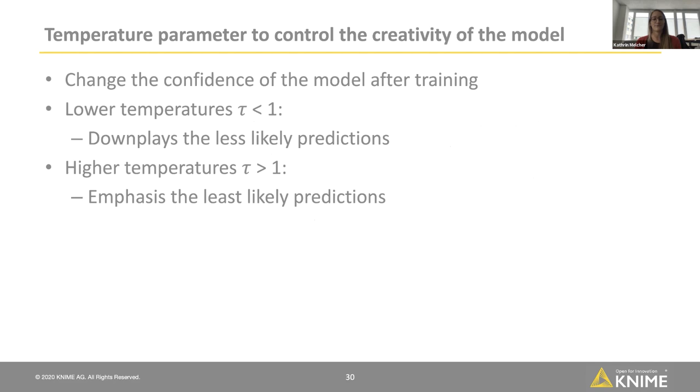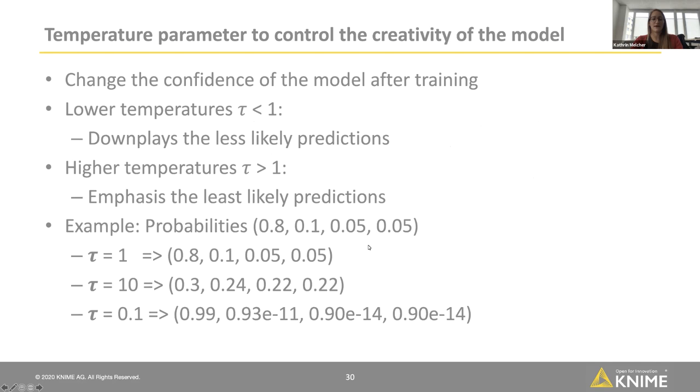If we have a temperature below one, then it downplays the less likely predictions. And if we have a temperature higher than one, then it emphasizes the least likely predictions. I have here now an example. Let's say we have our probability distribution, where we have the probability for one character 0.8, then 0.1, and for the two others 0.05 and 0.05. If you have a temperature of one, nothing changes. If you have a temperature, for example, of 10, this means a temperature higher than one, then it emphasizes the least likely predictions. This means characters which have a lower probability get a higher probability, and values that have already a high probability get a lower probability. So it's more likely to predict each of these different characters.